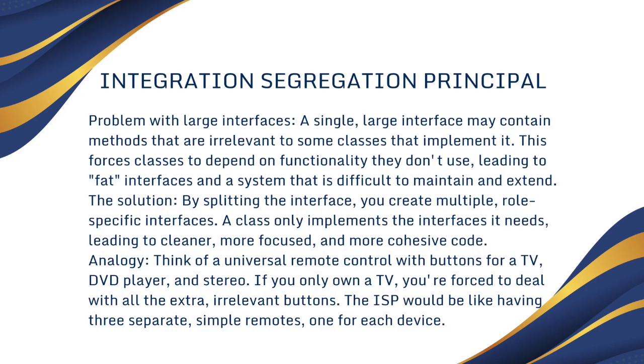Interface segregation principle. The interface segregation principle states that no class should be forced to depend on methods it does not use. A large interface may contain irrelevant methods for some classes, leading to fat interfaces and complex systems. By splitting interfaces, we create multiple, role-specific ones that keep the code cleaner, more focused, and easier to maintain. For example, think of a universal remote control that has buttons for a TV, DVD.